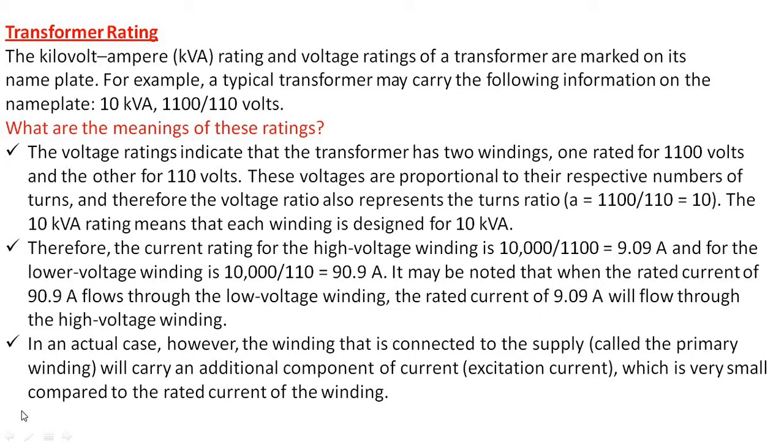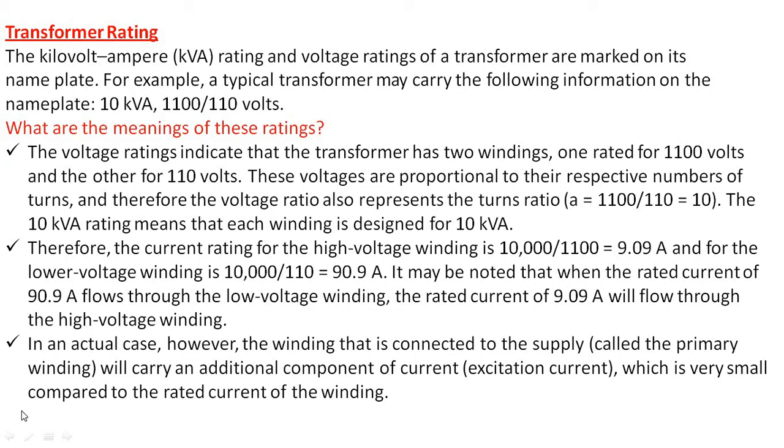The 10 kVA rating means that each winding is designed for 10 kVA. Therefore, the current rating for the high voltage winding is 10,000 divided by 1100, which is equal to 9.09, and for the low voltage winding it is 10,000 divided by 110, which is equal to 90.9. It may be noted that when the rated current of 90.9 amps flows through the low voltage winding, the rated current 9.09 will flow through the high voltage winding.